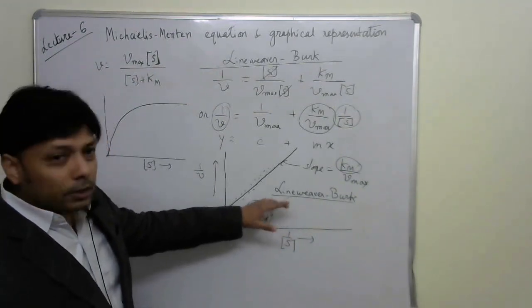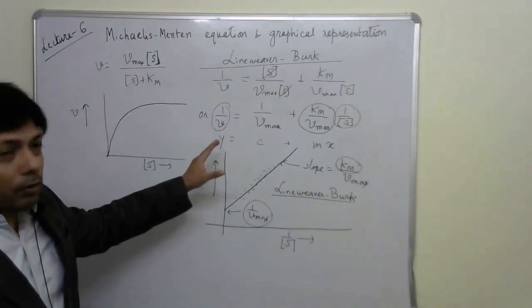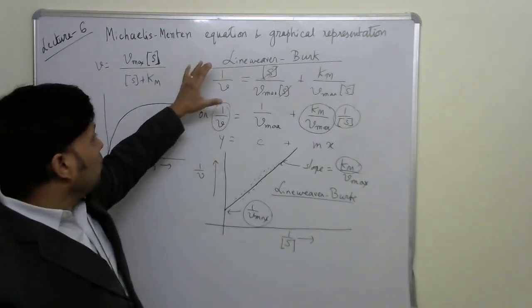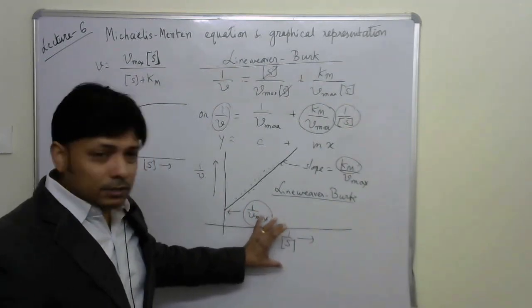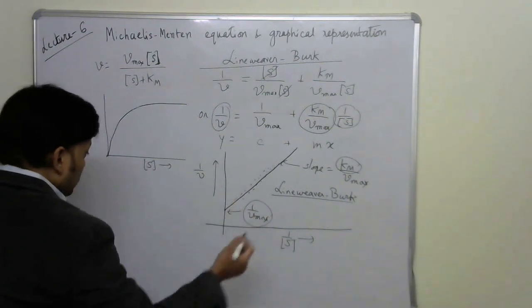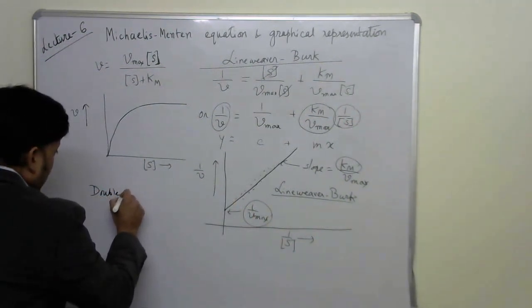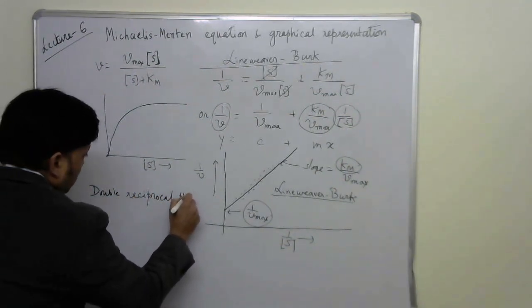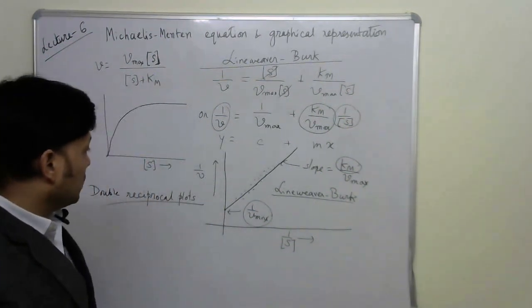There is also another name for this Lineweaver-Burk plot, that is the double reciprocal plot, because we have taken the reciprocal. So we have 1 over V versus 1 over S. So it's the reciprocal of the velocity versus the reciprocal of the substrate concentration. Two reciprocals. Due to these two reciprocals, this kind of graph plot is also known as the double reciprocal plot, or the Lineweaver-Burk plot.